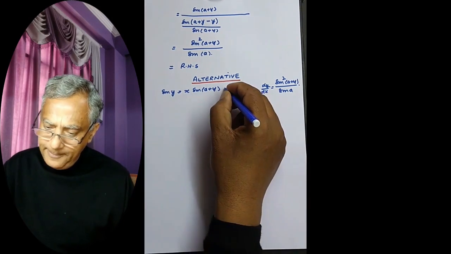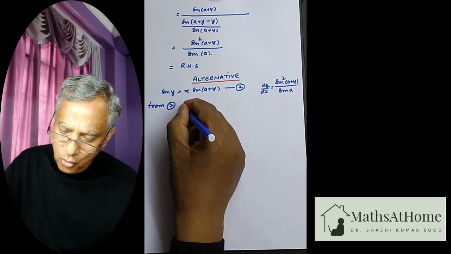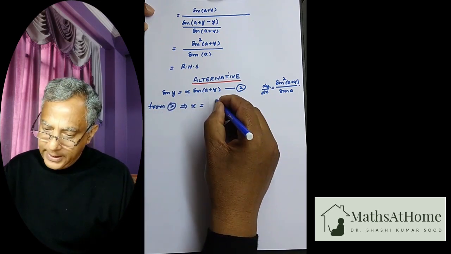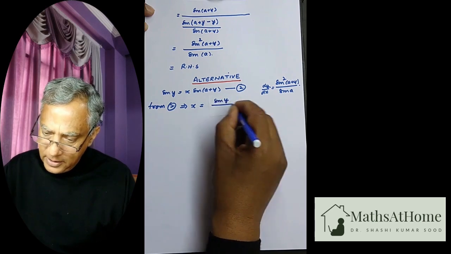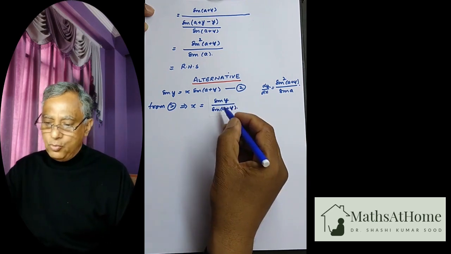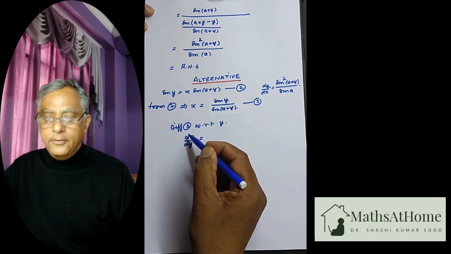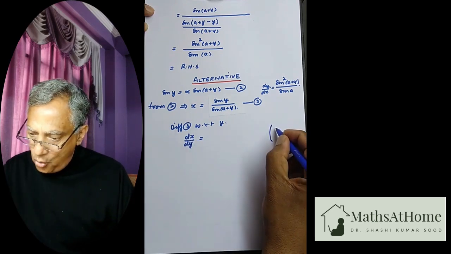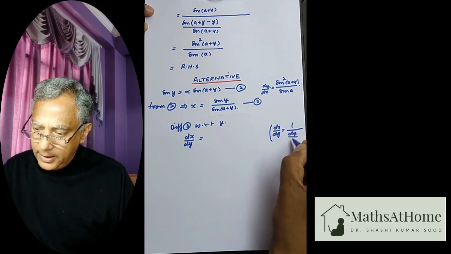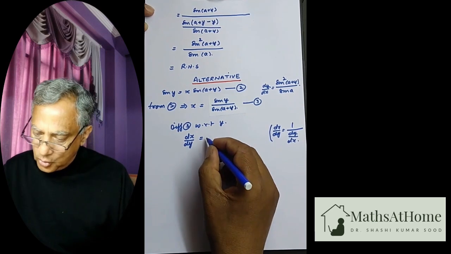So what we do is, from 2, we take this term to the other side. What we get is x is equal to sin y over sin(a + y). Now differentiate this with respect to y. We will get dx by dy, and we know dx by dy is 1 upon dy by dx, so we will be able to change it into dy by dx.